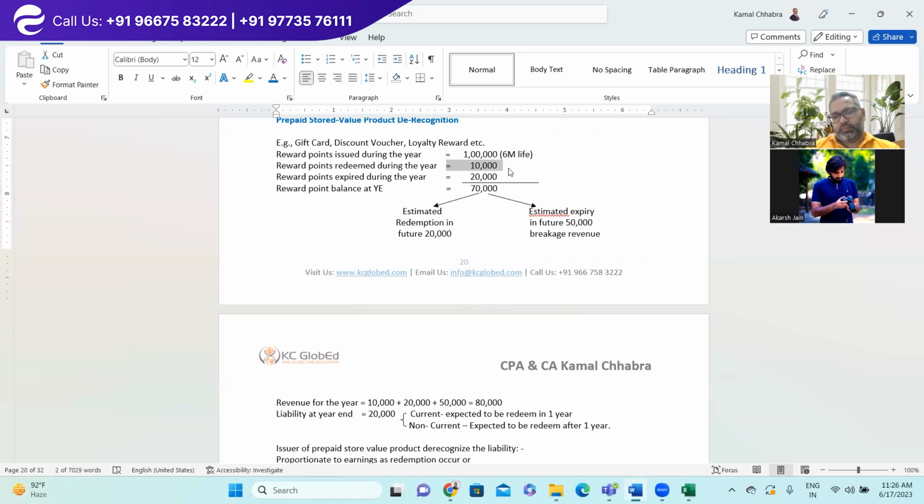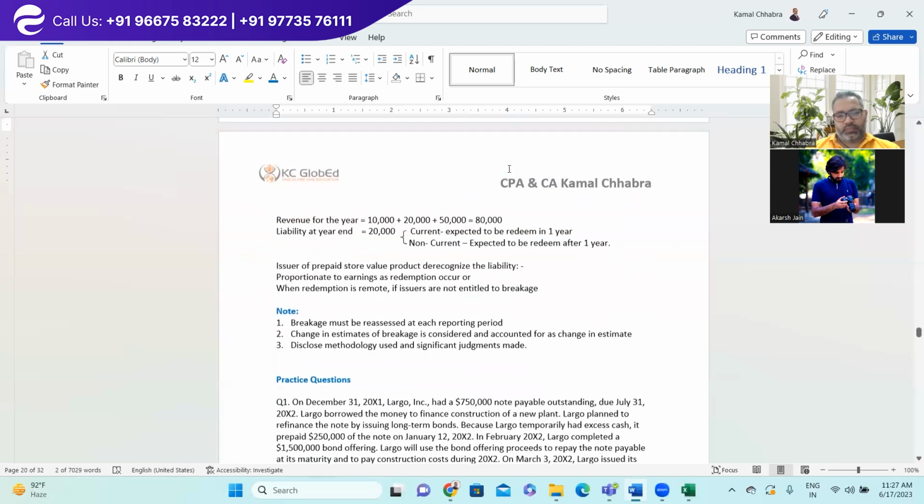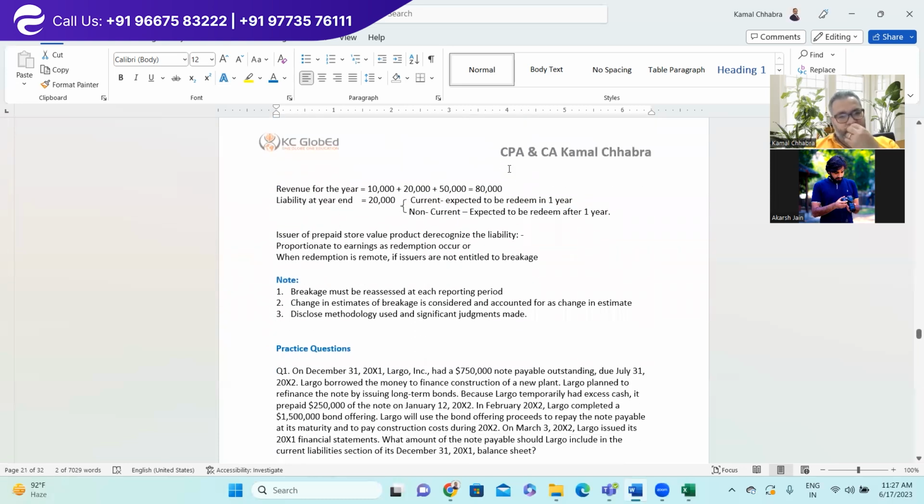We are not discussing this from the bank point of view example, na? No, bank generally do not manage. They give to the third party. Okay. Right. Issuer of prepaid store value product derecognize the liability proportionate to the earning as redemption occurs, or when redemption is remote, if users are not entitled to breakage.